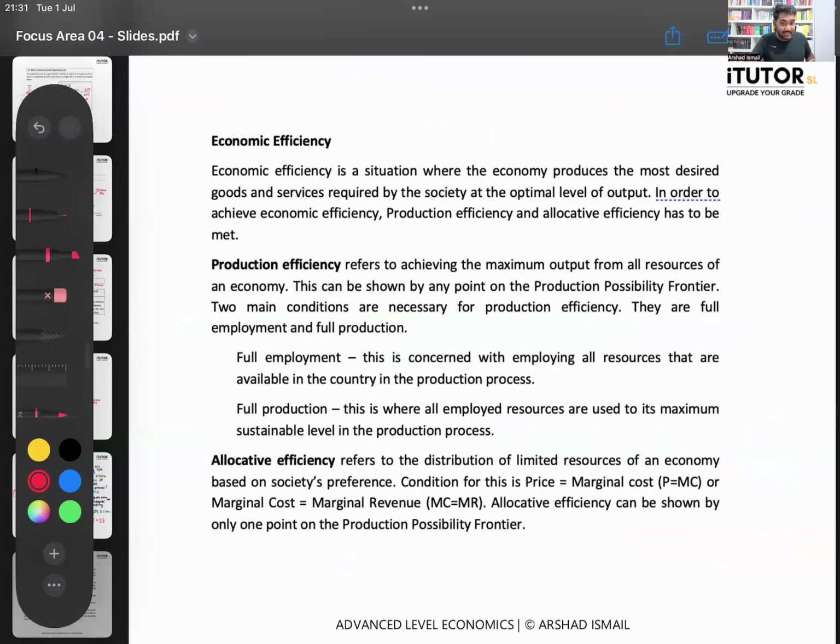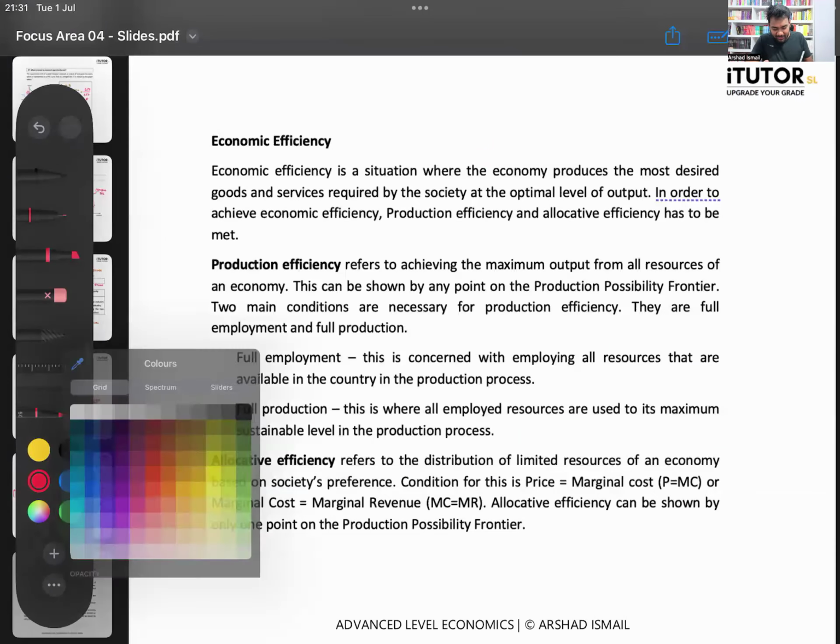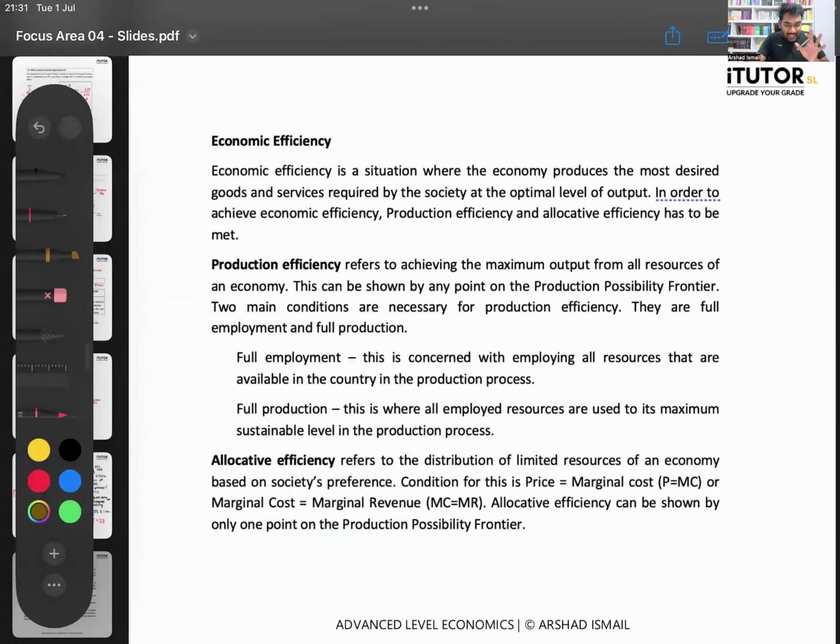Economic efficiency. I have half an hour more, so let me quickly run through this. What is economic efficiency? How do we show this on a PPC? Then under this, you have something called productive and allocative efficiency.